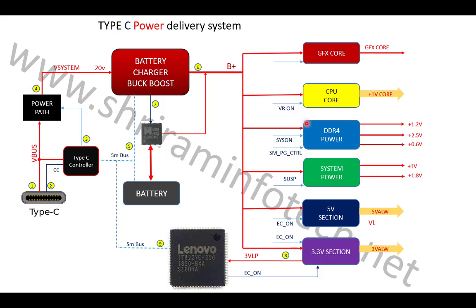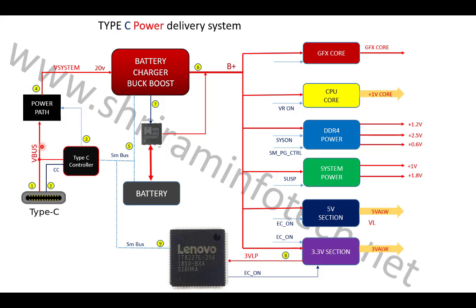Now we'll start. First, when I connect the adapter, the CC lines communicate with each other, the adapter CC line and the laptop CC line, and then the Type C controller requests power via the CC line from the adapter. Then the adapter delivers 20 volt, and that 20 volt comes out on the VBUS.